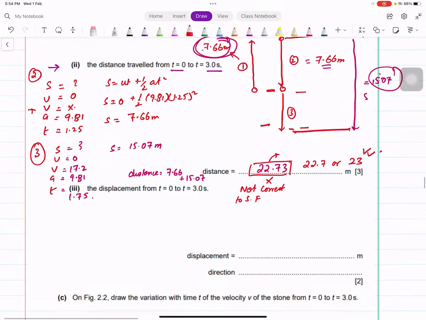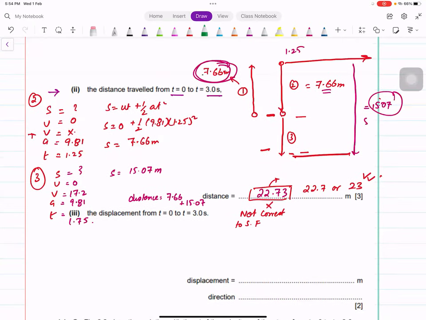Now it says displacement. If I say that this displacement is positive because it's upwards and this displacement is negative because it's downwards, so if I add them, what do you get?